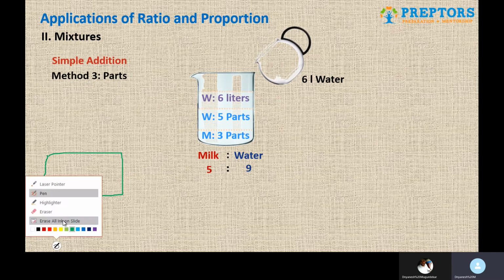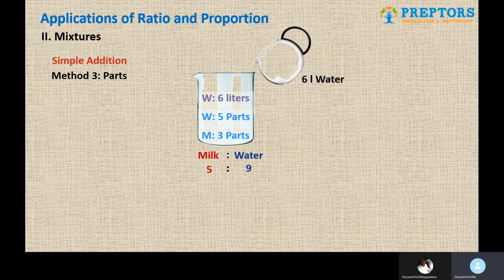Let's explore that. But before we start with this, there's a prerequisite: whatever your question is, if you are applying the method of parts in this particular mixtures question, the first thing that you should always do is figure out the no change component.